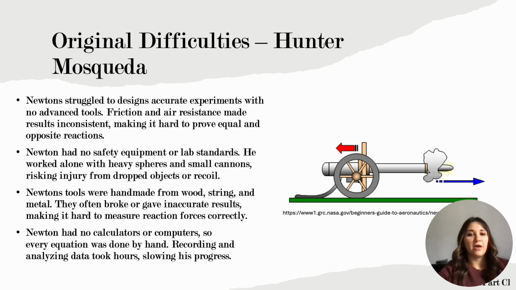He worked alone with heavy spears and small cannons, which could be dangerous if something went wrong. And since there were no calculators or computers, Newton had to do all of his math by hand, every equation, every measurement, all written out manually. It made recording and analyzing data slow and exhausting, but despite all of those difficulties, he still managed to form laws that became the foundation of physics.